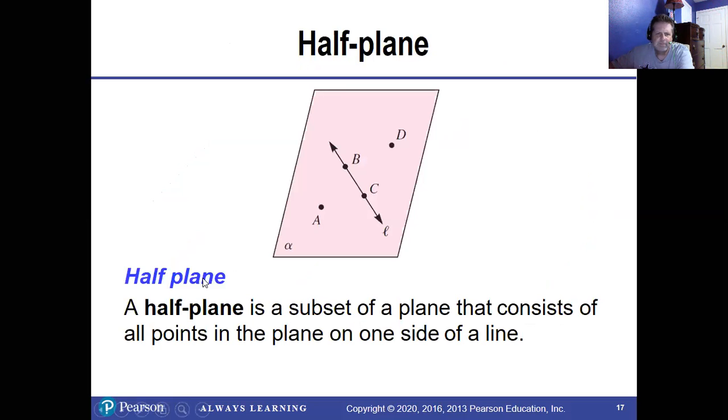Okay? Half plane. A half plane is a subset of a plane that consists of all points in the plane on one side of a line. So you can take it this way. If you want to talk about a half plane here, you're going to have the half on this side, and we're going to have the half on this side. That would make them half planes.